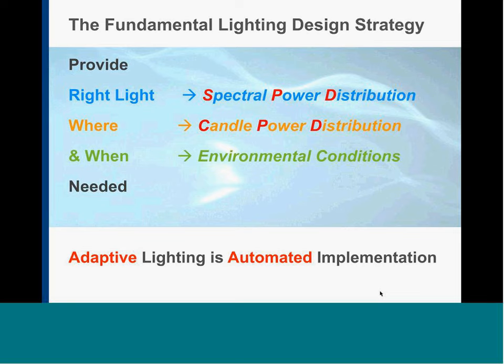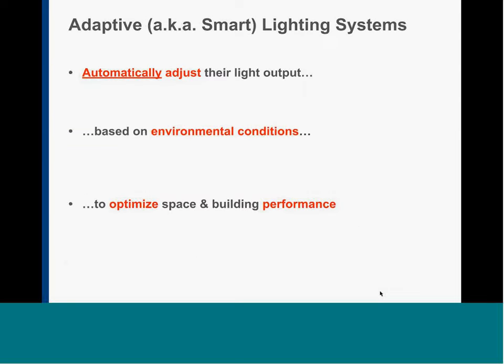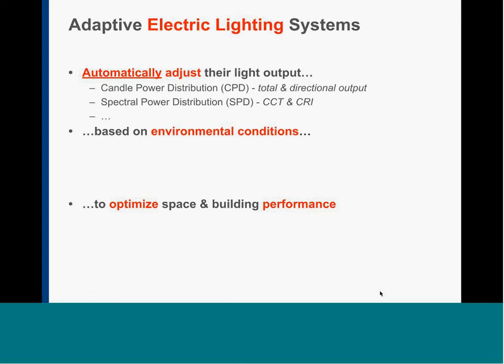Smart lighting. Automatically, that word is underlined because it's the key word there. So adaptive lighting systems are ones that automatically adjust their light output based on environmental conditions to optimize space and building performance. And if we try to fill the gaps, you will see again the candlepower distribution and the spectral power distribution in terms of the light output.